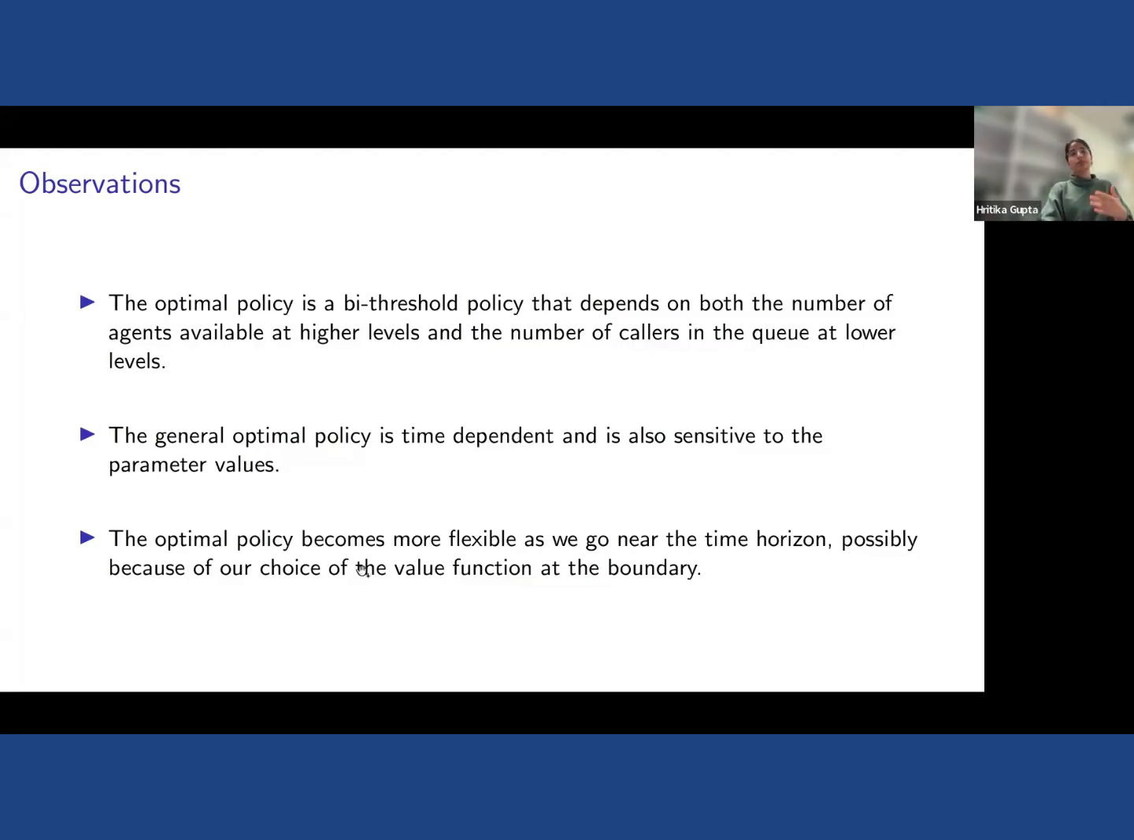The optimal policy becomes more flexible as we go near the time horizon. One of the possible factors is our choice of the value function at the boundary. Remember that at the boundary, we put the value function equal to 0, and that obviously affects the optimal policy near the time horizon. Hence, we consider just the optimal policy at m equals 0.